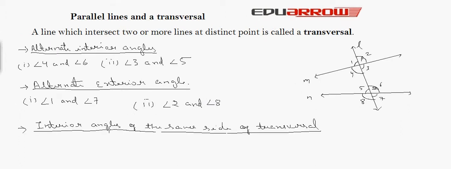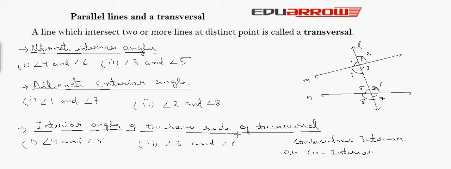Now interior angles of the same side of transversal. Here angle 4 and angle 5 are interior angles of the same side of transversal, and also angle 3 and angle 6 are interior angles of the same side of transversal. Interior angles of the same side of transversal are also called consecutive interior or co-interior angles.